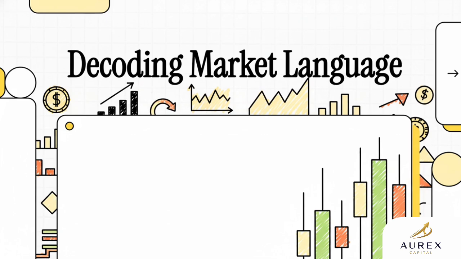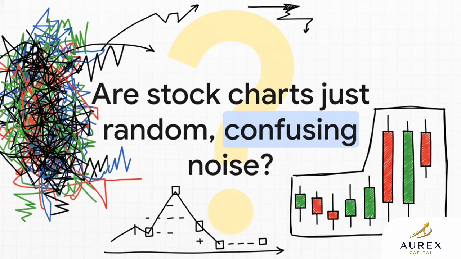Let's jump right in. You've probably seen a chart like this before, right? It looks like a jumbled mess of lines, colors, just pure confusing chaos. It's easy to feel overwhelmed. But what if I told you there's a story hidden inside all that noise?